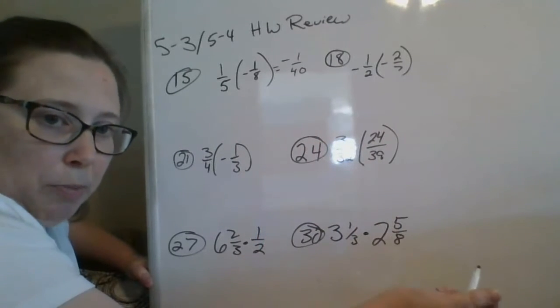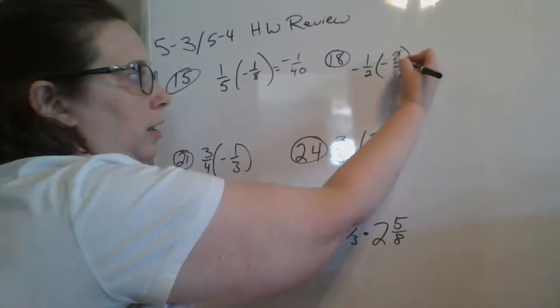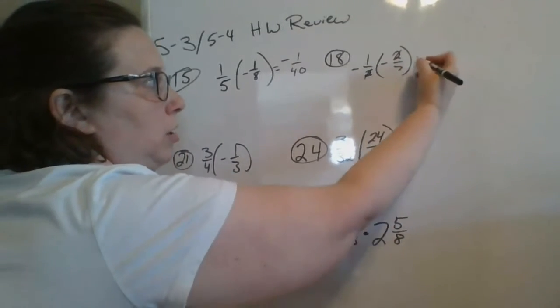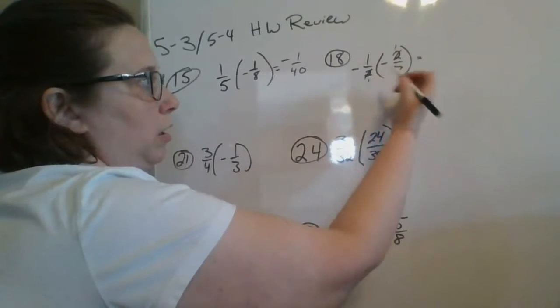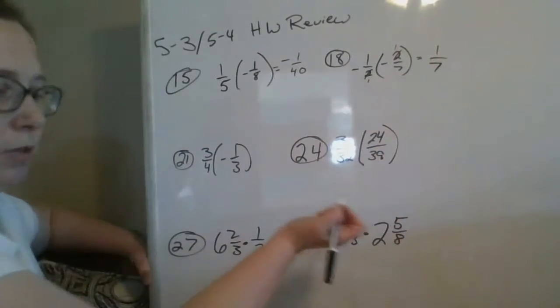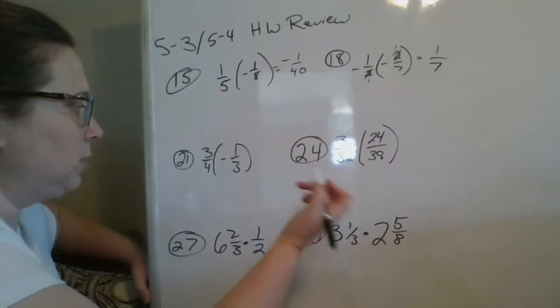Number 18, I have negative 1/2 times negative 2/7. Negative times a negative would be positive, and then I can cross reduce here. I have a 2 in my numerator and my denominator, and then 1 times 1 would be 1. 1 times 7 is 7. So 1/7 would be my answer.